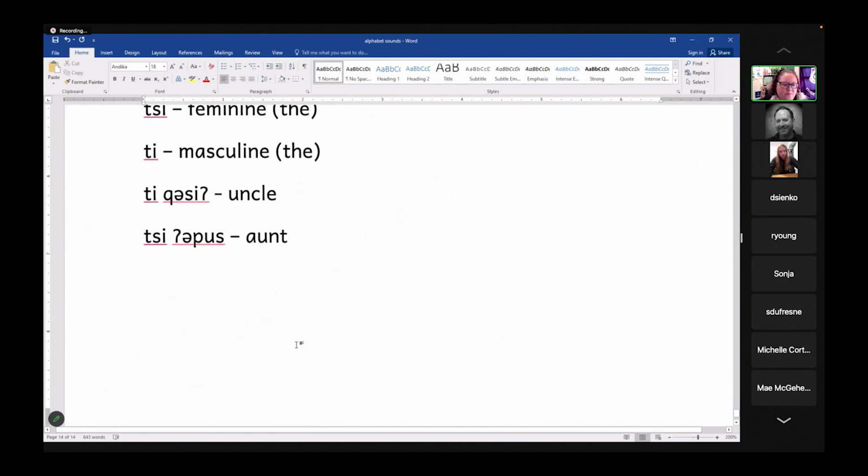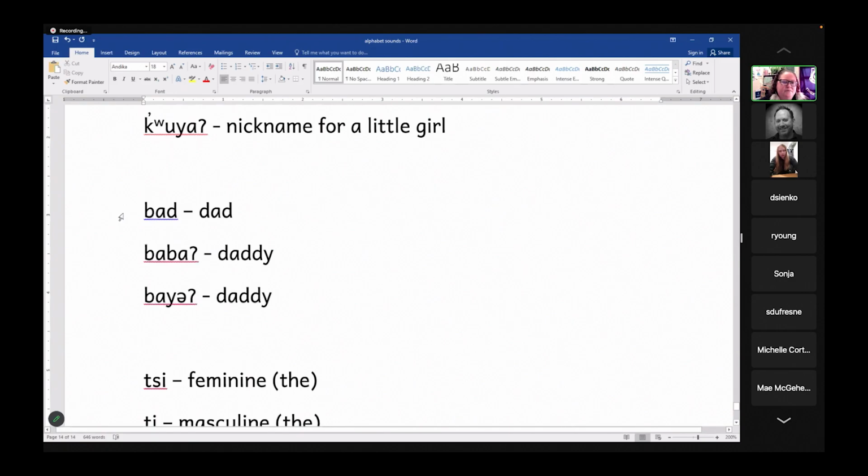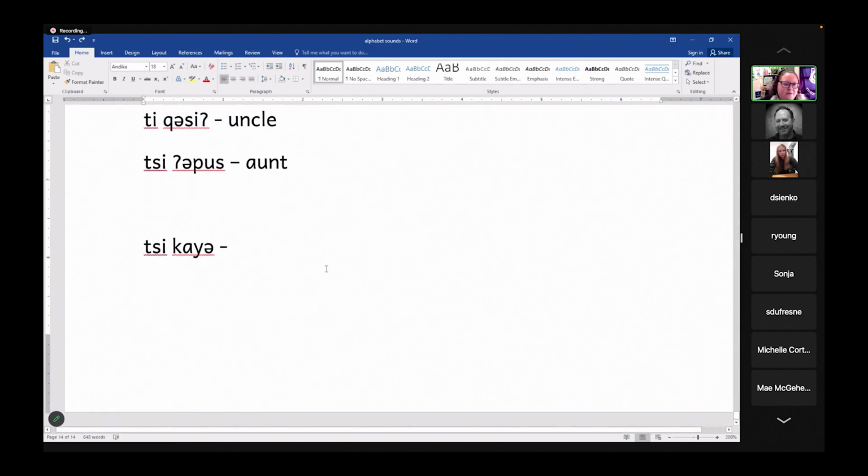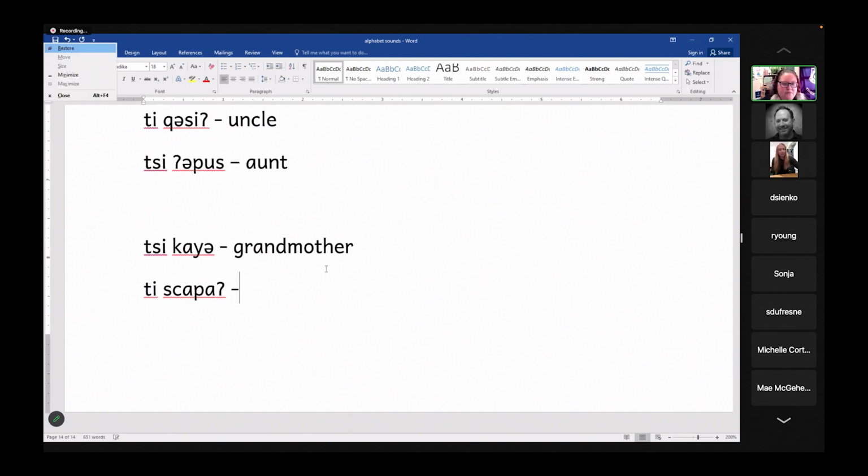So let's go. Oops, that's not even Lushootseed. C, Kaya, my bad. You can also, since we're doing that anyways, T, bod. C, skoy. Don't do that. No capital letters in Lushootseed. Don't forget that. So C, Kaya is grandmother. T, Sapa, oops, not with the G, would be grandfather. C, Kaya, T, Sapa.